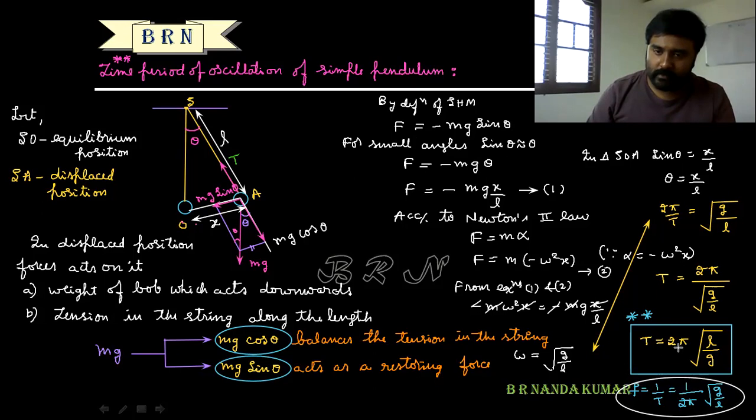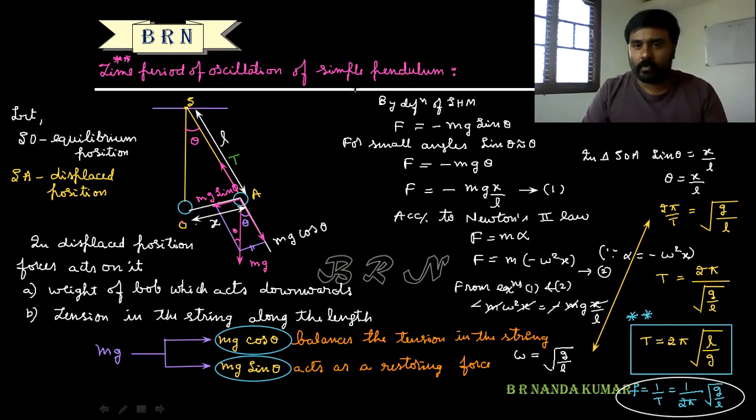So this is the time period of oscillation of a simple pendulum, that is T is equal to 2 pi root L by g. So how does the time period depend on length? It is directly proportional to the square root of length, and the time period is inversely proportional to the square root of acceleration due to gravity. Okay, and this is very important for 5 marks.